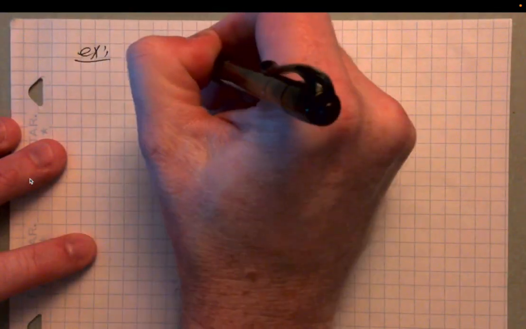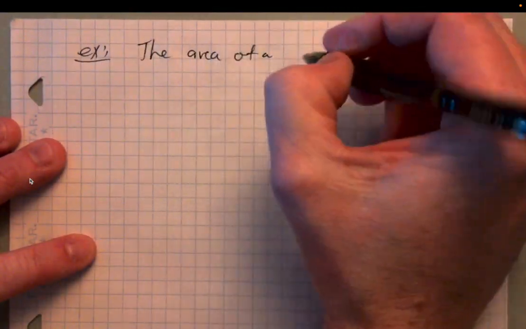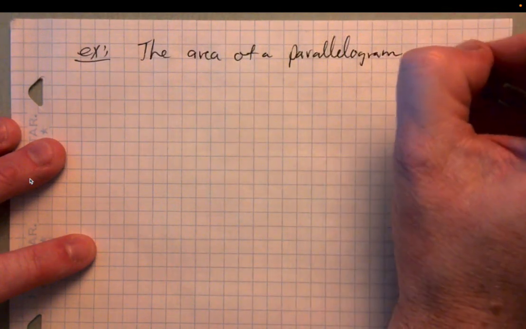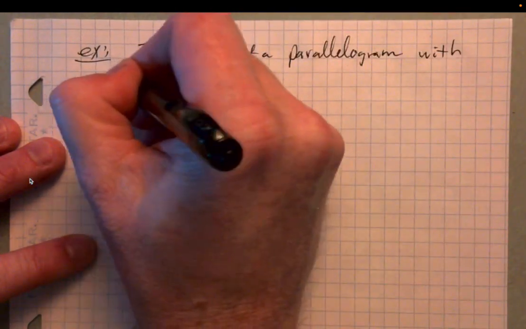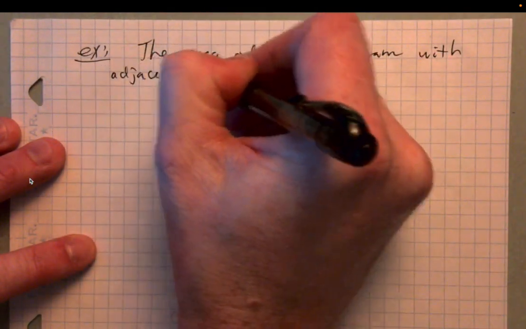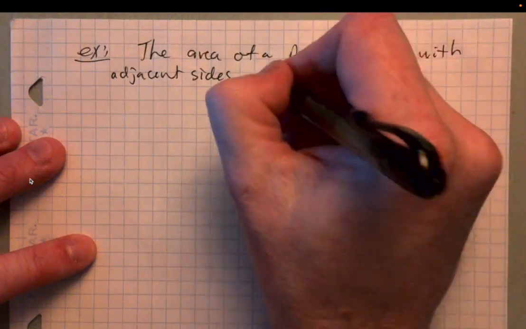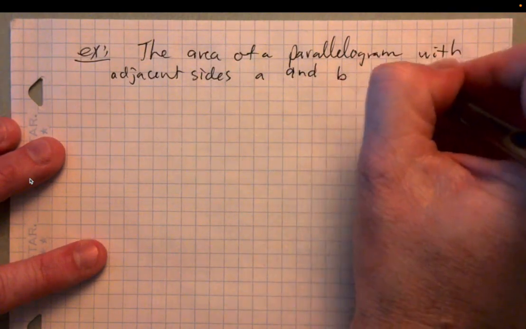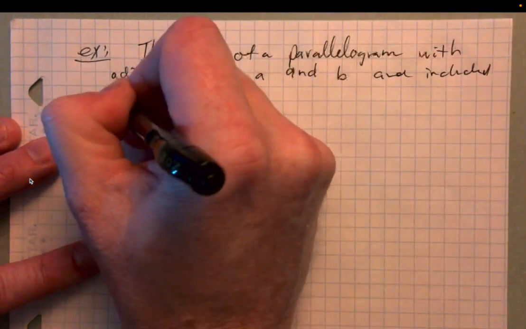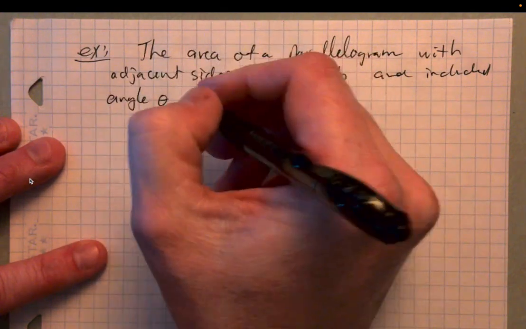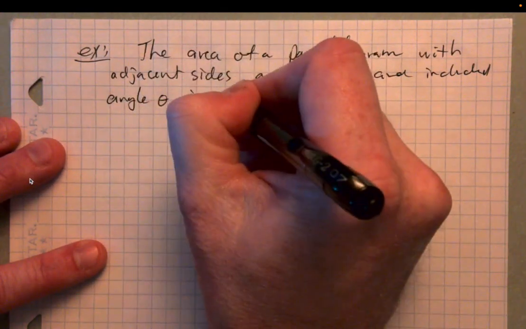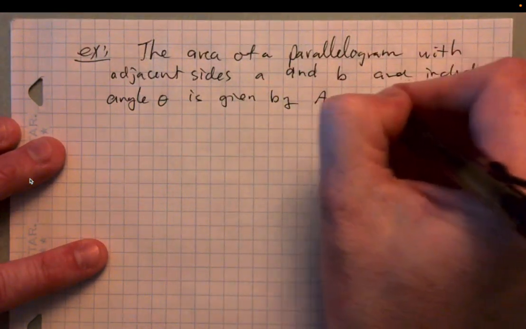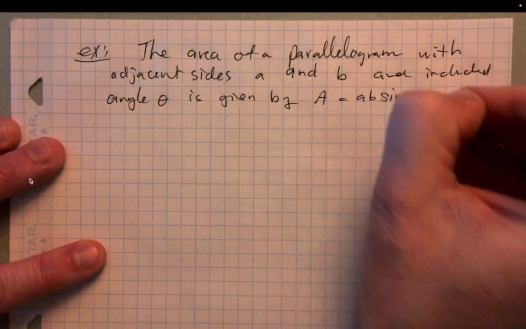The area of a parallelogram with adjacent sides little a and little b, and included angle theta, is given by, okay, so this will be the area: big A equals a b sine of theta.